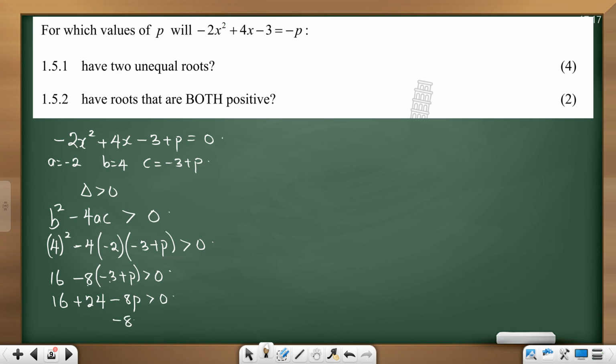What is 16 minus that? Remember, my sign is not changing. 16 plus 24 would give me what? Yeah, so what will 16 plus 24 give us? Somebody, 40. Now if we move the 40 over, it becomes -40. Now if I divide by negative, what happens? The inequality sign changes. Please, let's check if we are okay with this. B squared minus 4ac.